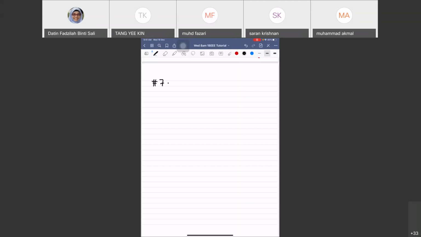While you are solving for question 7, let me get the last question I got from your friend here, Fazari. Fazari sent in question 8. Let me share.